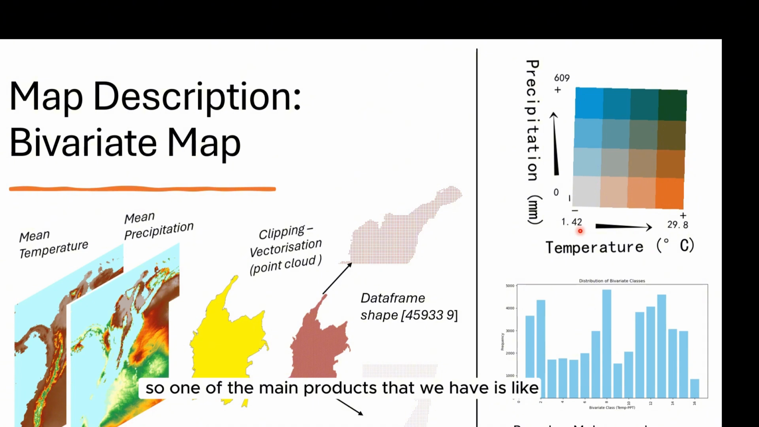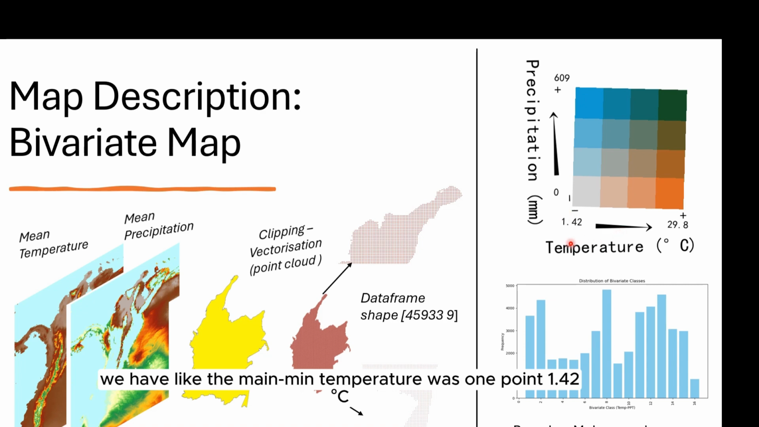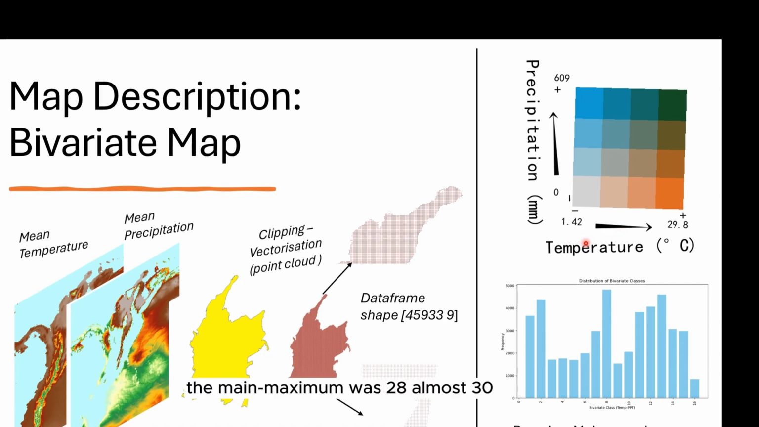So one of the main products that we had is, across all those years from the beginning of the 90s till 2023, the mean temperature was 1.42, the maximum was 28, almost 30, and the precipitation was from 0. In Colombia we have a different variation of climate, up to almost 610 millimeters.